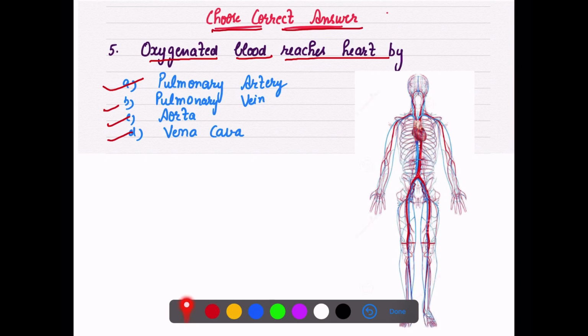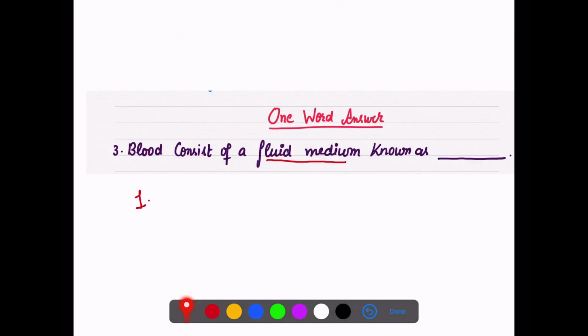Once again, let's repeat the question. Oxygenated blood reaches heart by pulmonary artery, pulmonary vein, aorta, or vena cava. So it is a time to give you answers. So here, blood consists of a fluid medium which is known as plasma. So those who have written correct answer for this, give yourself 1 mark.